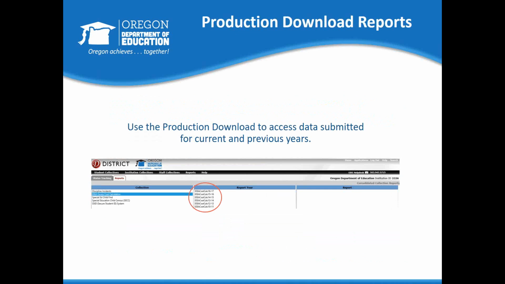Next, I wanted to talk about the production download reports. If you need to look to see what you or someone else submitted this year, last year, or in previous years, you can use the production download. The production download feature allows you to download data submitted from 2010, 2011 through the current submitting year.